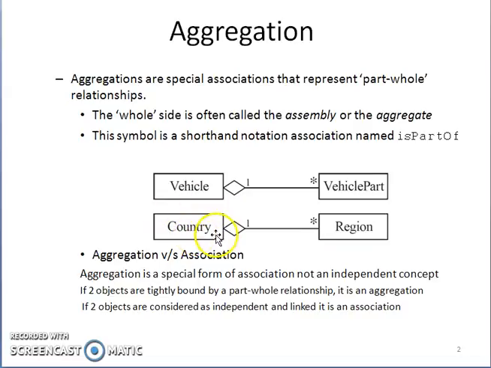So the aggregation class will have this symbol. This is a whole and this is a part. So the rhombus should be connected to the aggregate part.